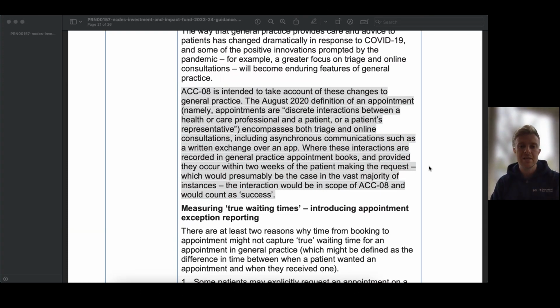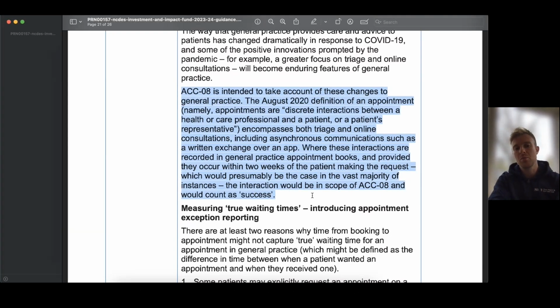Therefore, if a patient presents to the practice and they're triaged within 2 weeks and either remotely closed or signposted to another service, that counts as appointment activity. And they've clearly said that that interaction would be within the scope of the contract and would be deemed a success. Equally, if you triage a case and you feel that a patient can wait for a week or 2 to be seen through using our structured templates, that also goes down as a win.